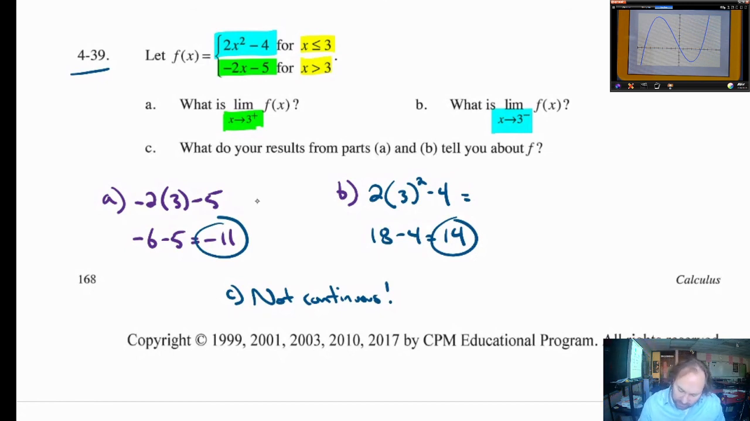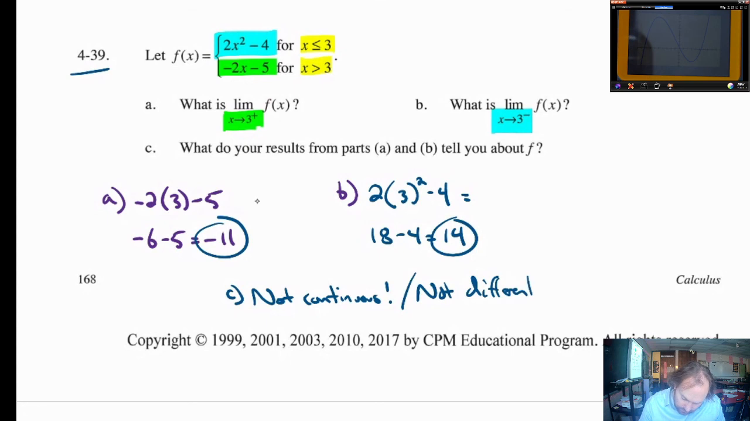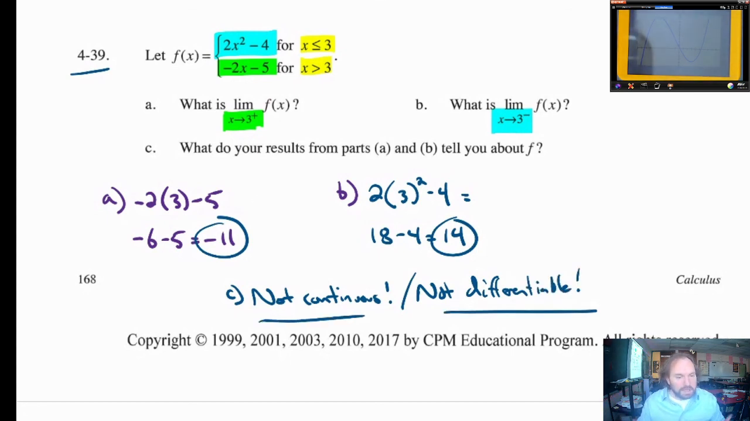Perfect timing. It's also not differentiable. That might be a thing to note, too. Not continuous, not differentiable.